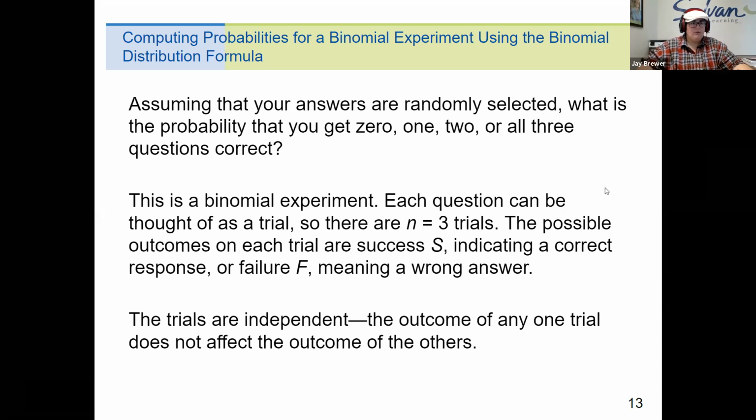This is a binomial experiment. Each question can be thought of as a trial, so there are N trials, or 3 trials. The possible outcomes on each trial are success S, indicating a correct response, or failure F, meaning a wrong answer. The trials are independent. The outcome of any trial does not affect the outcome of the others.